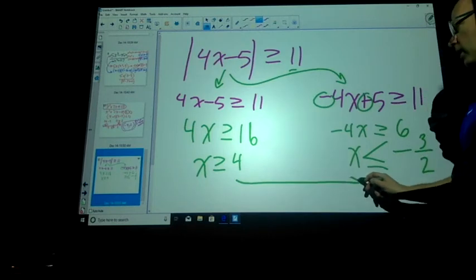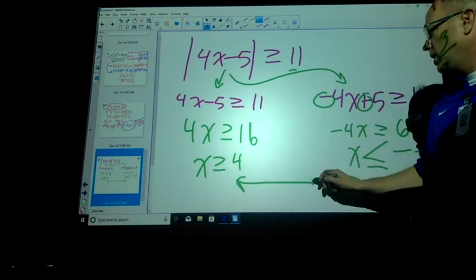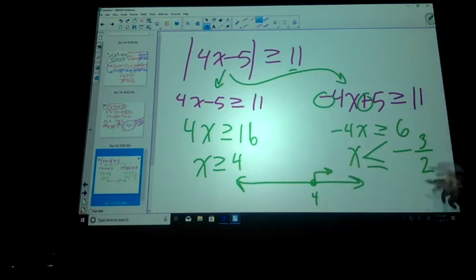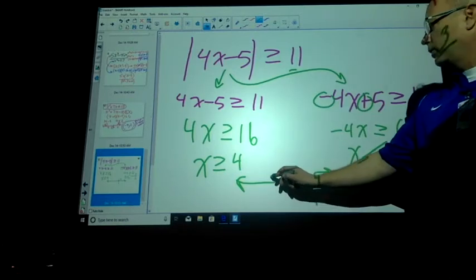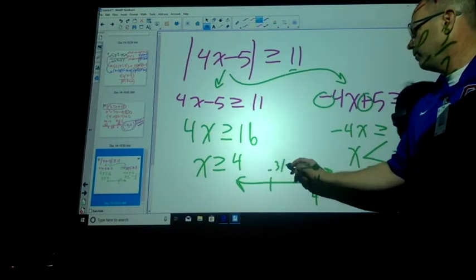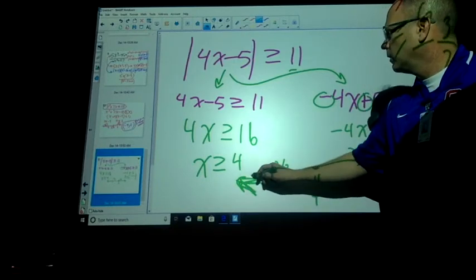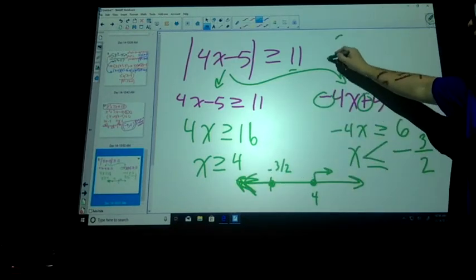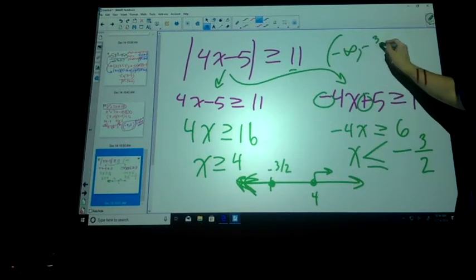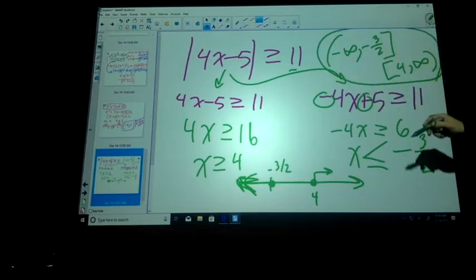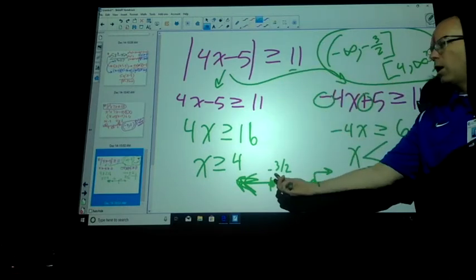And then we're also trying to figure out where this is going to work. So I'm at positive 4 going this way. Okay. I'm at negative 3 over 2 going this way with our thing. So then our answer is negative infinity to negative 3 over 2 with a square bracket, and then a square bracket at 4 to infinity. Because you're looking for where that works. If this sign had been flipped over, you'd probably be shading the middle region.